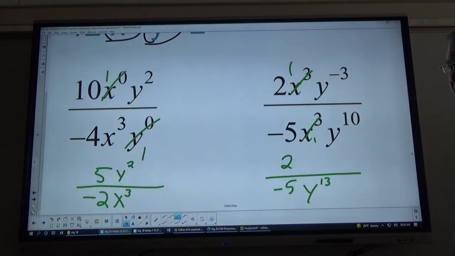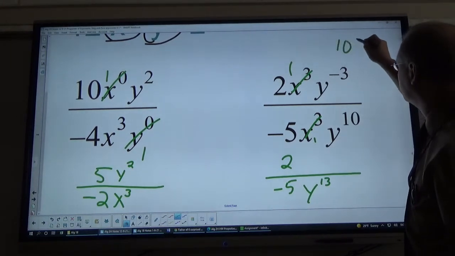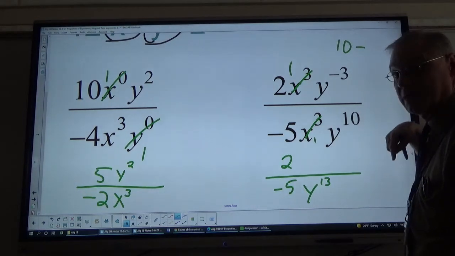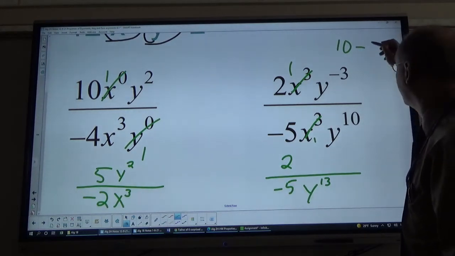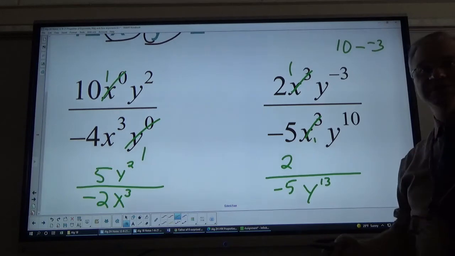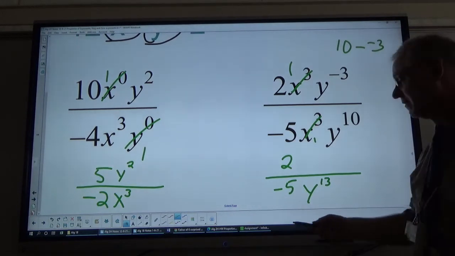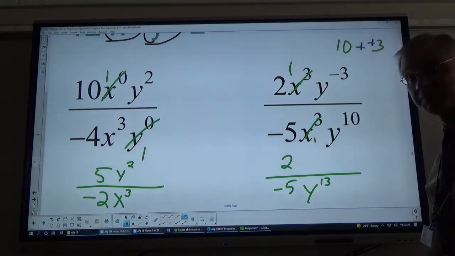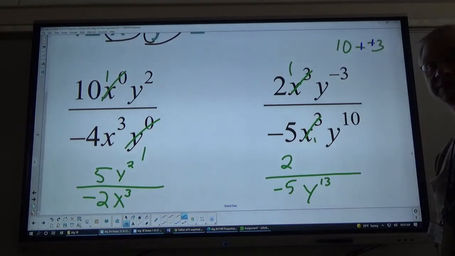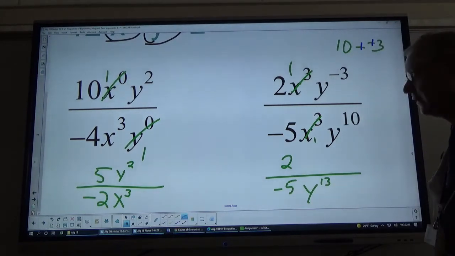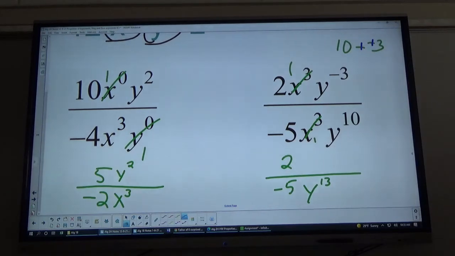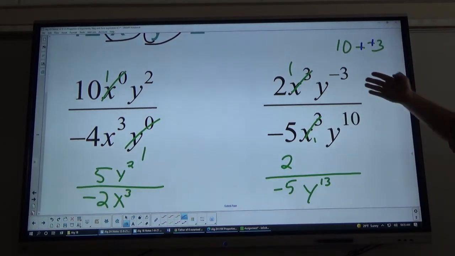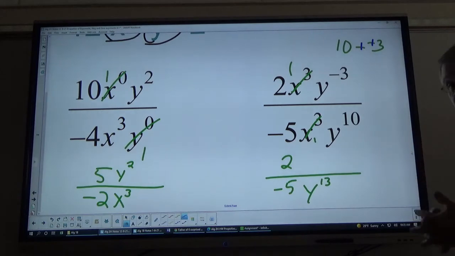There's another thing that you could think about that as. The bigger number is the 10. So 10 minus, division, subtract. Bigger number minus smaller, minus negative 3. Well, what's 10 minus negative 3? Isn't that the same as saying 10 plus positive 3? So therefore, the bottom is going to be y to the 13th power. So that's another way you can look at it. You don't have to. You can bring that y down, have it to a positive, then add them.